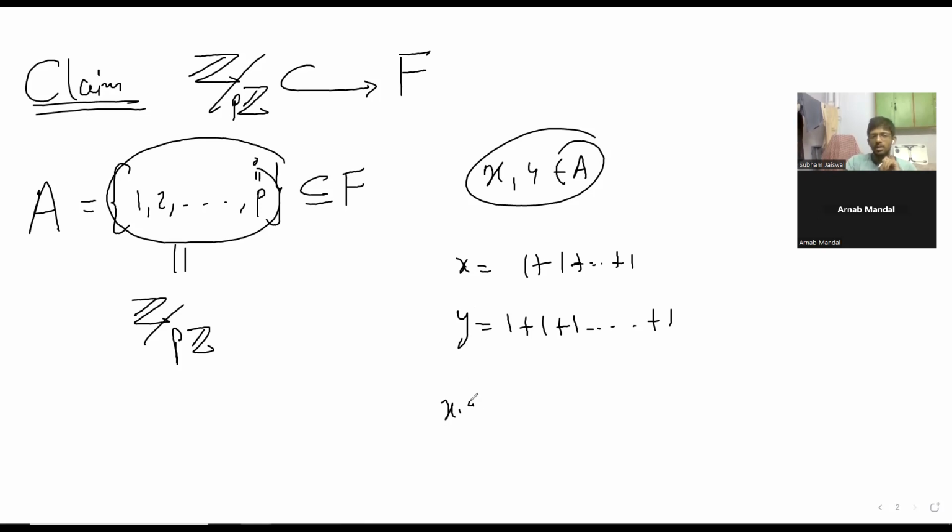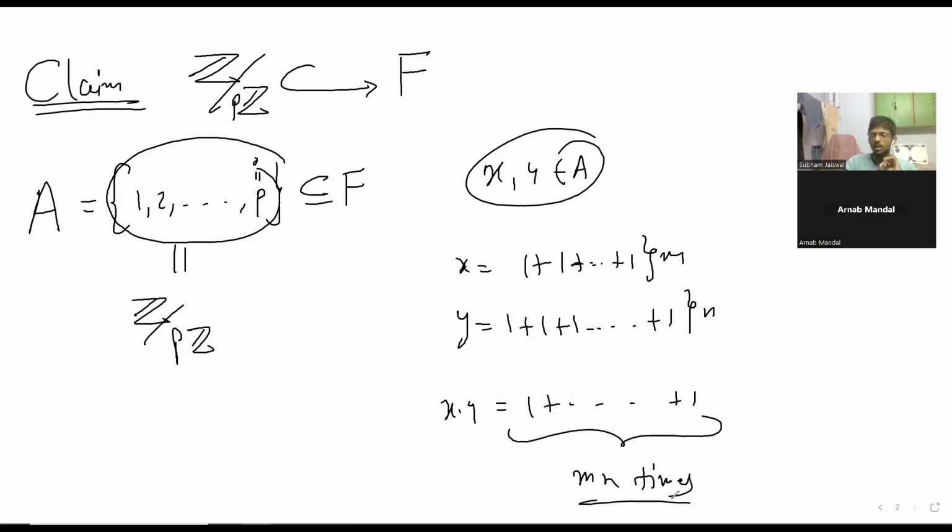So when you multiply this and use the distributive law, it just becomes 1 plus 1 plus 1 more number of times. If this thing is m times and this thing is n times, then this thing becomes mn times. And obviously mn mod p, because if mn is more than p times, then the blocks of p become 0. 1 plus 1 plus 1 p times, that's 0.